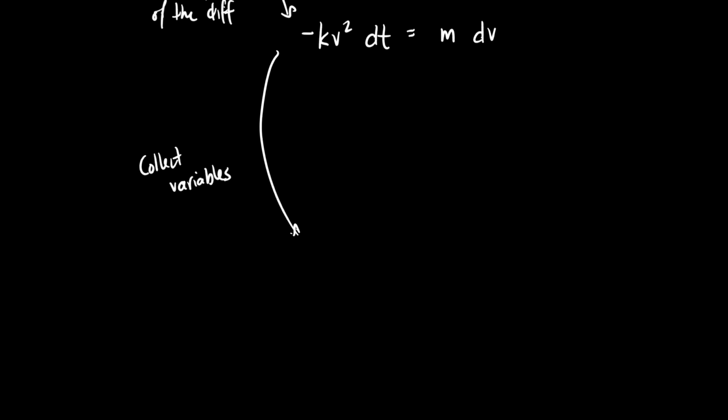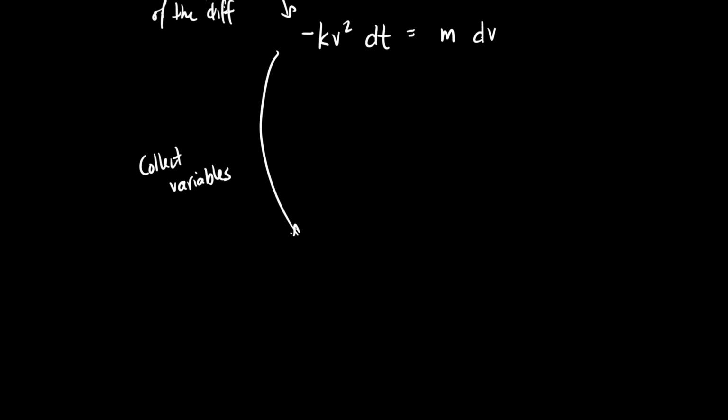Now what I do next doesn't really matter how I decide to do it. Because it's k times v squared, I could just divide both sides by v squared, and that would be fine. I could divide both sides by kv squared. I could divide both sides by negative kv squared. It doesn't really matter what you take over. I just have to get the v squared over to the other side.